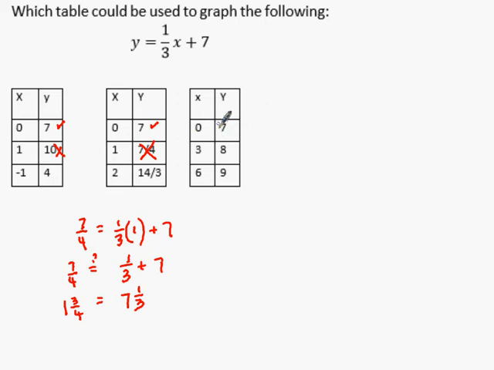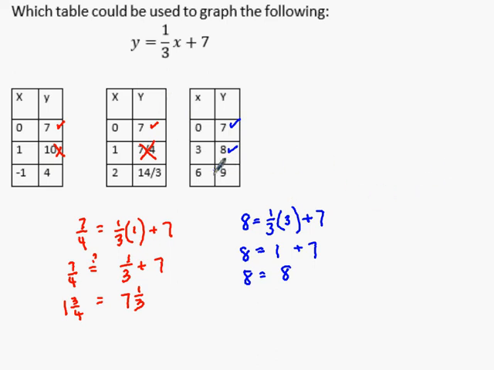We've already checked the 0, 7. We know that's true. Let's try the next ordered pair, 3, 8. Put an 8 in for the y. Put a 3 in for the x. So 1/3 of 3, that's 1. When that gets added to 7, you get an 8. An 8 indeed equals 8. So the ordered pair 3, 8 definitely works for this equation.